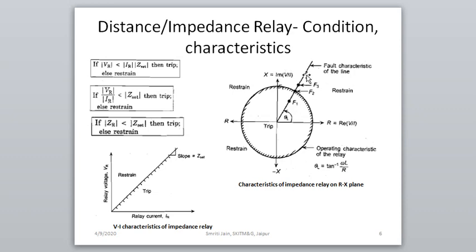On the RX characteristic, this can be drawn as a circle. The impedance set for the relay to operate can be taken as the radius, and it will draw a circle. The inside of the circle will give you the trip region and outside is restrain. The relay will not operate for a fault point outside, that is for fault point F3, it will restrain. We can see the three fault points F1, F2, F3 in the previous slide here.